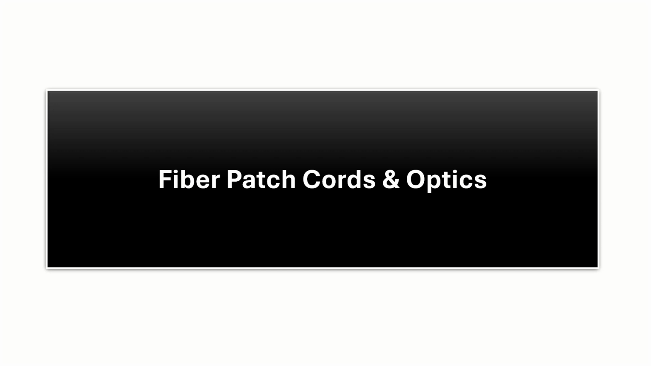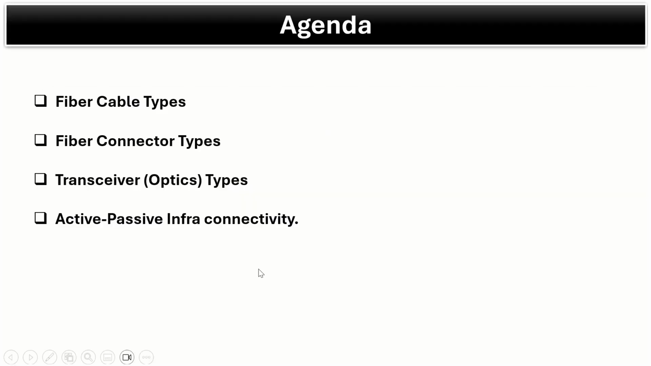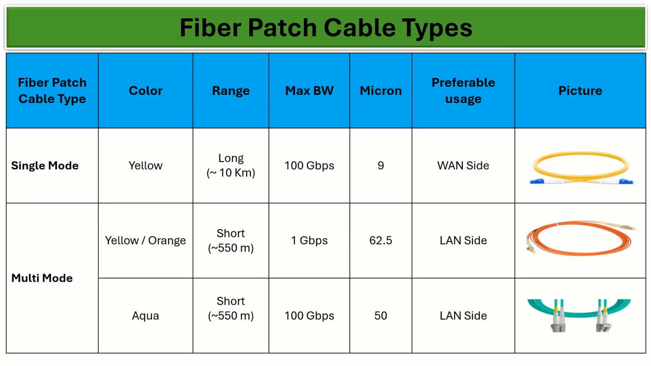Hence, here we start. The agenda is that firstly we'll discuss the fiber cable types, then we'll move on to the fiber connector types, LC, SC, ST, all of them, and then the transceiver or optic types, and lastly some connectivity types, how active and passive infra are connected for end-to-end connectivity.